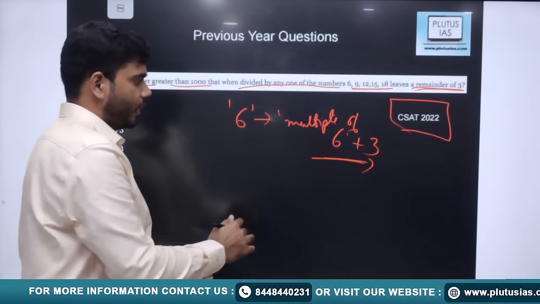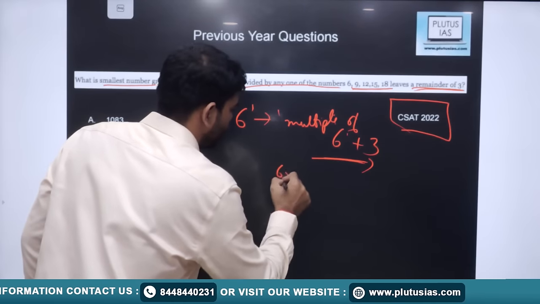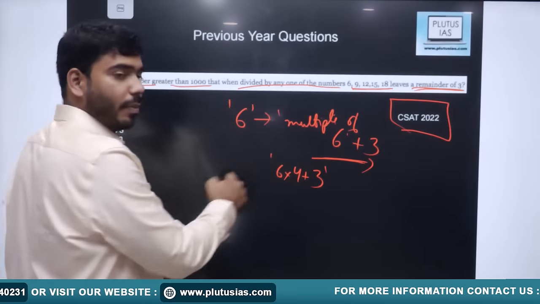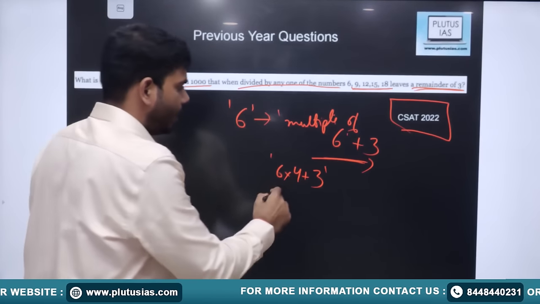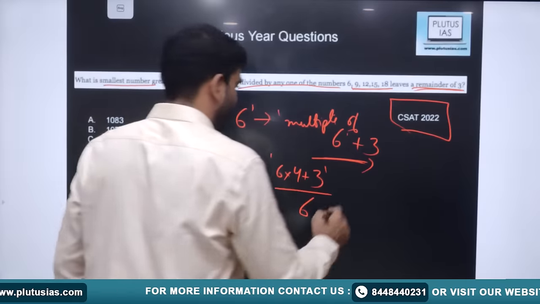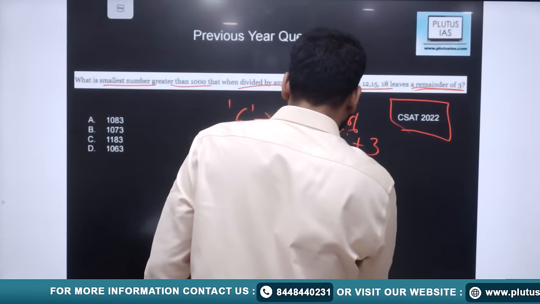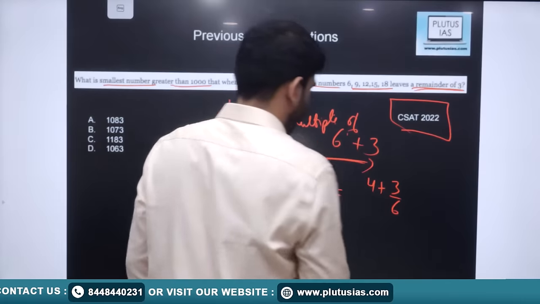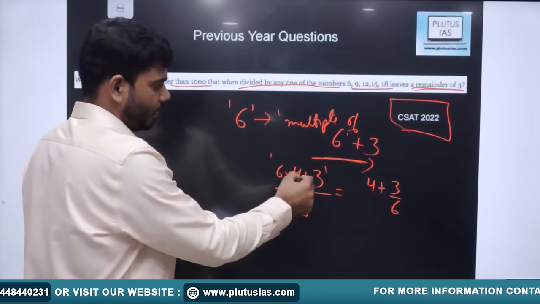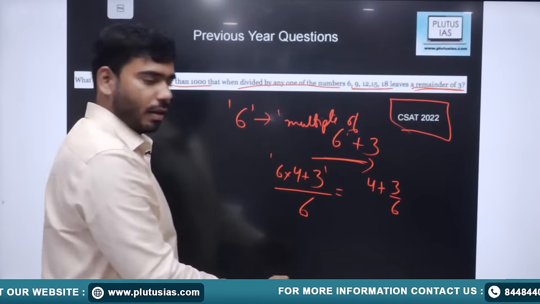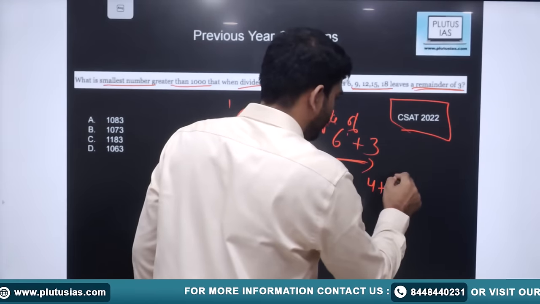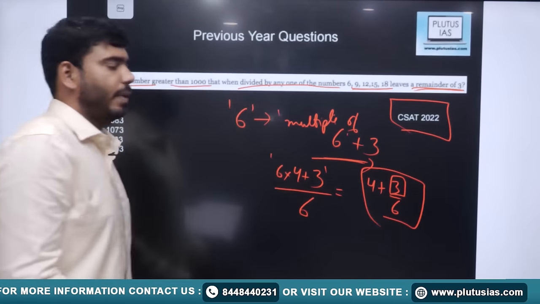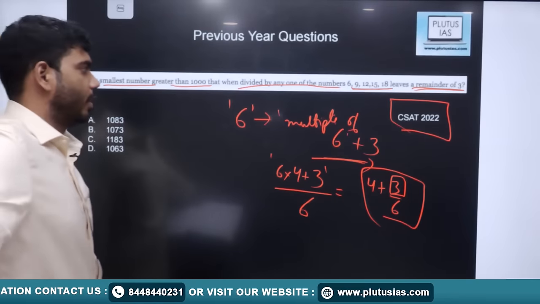If we take any multiple of 6, let us say we take 6 into 4 plus 3. This is our number. 6 into 4 is a multiple of 6, and we add 3 to that. If we divide by 6, then we will get 6 by 6 is 1, 4 plus 3 by 6. Canceling 6 by 6 there, and then we're writing 3 by 6. So this is clear that there is a remainder of 3 when we divide any multiple of 6 plus 3 by 6.